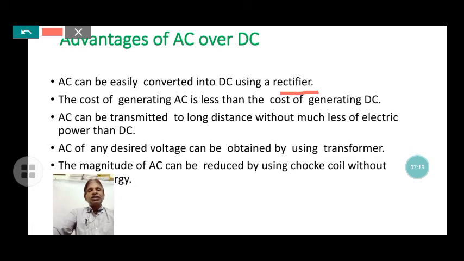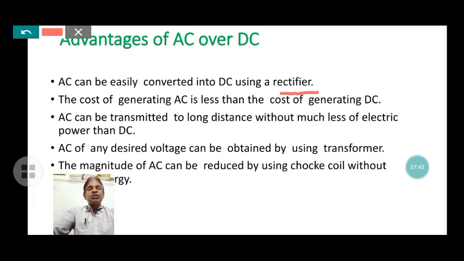So these are the advantages. The most important advantage of AC over DC is that the cost of generating AC is less than the cost of generating DC. So AC is cheap and DC is costly.